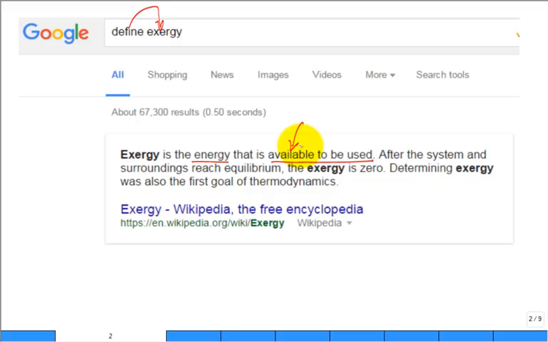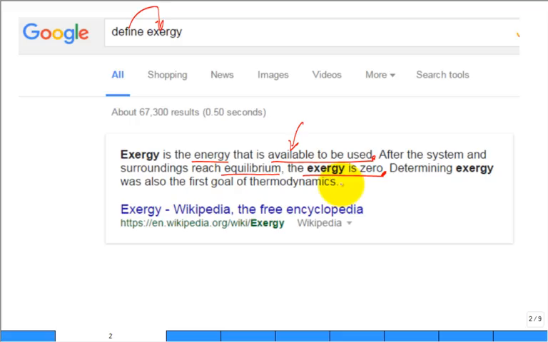It's a property of the system, and it's a measure of the energy that can be converted to be useful to do work. So after the system and the surroundings reach equilibrium, the exergy is zero. That's another concept, another sentence. So right away, if the system is in equilibrium with the environment, the surroundings, there's no pressure difference, there's no temperature difference, you can't, as a clever engineer, get any work out of the system.